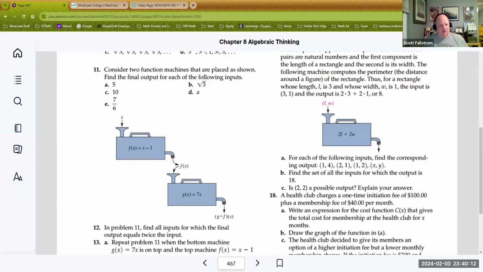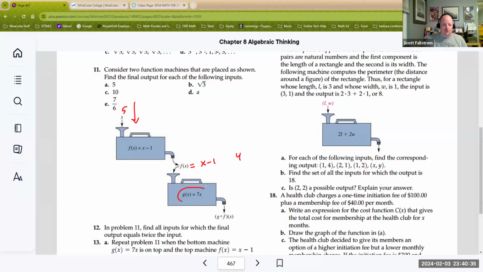12 and 15. So 12 relates to this function composition is what we call it. That's when we have two function boxes right next to each other. And I hope at this point you feel pretty comfortable with the idea that you put something in here, you get something out. It says f of x, which is x minus 1. So if somebody put a 5 up here, you got a 4. And then think, what do you do with that 4?